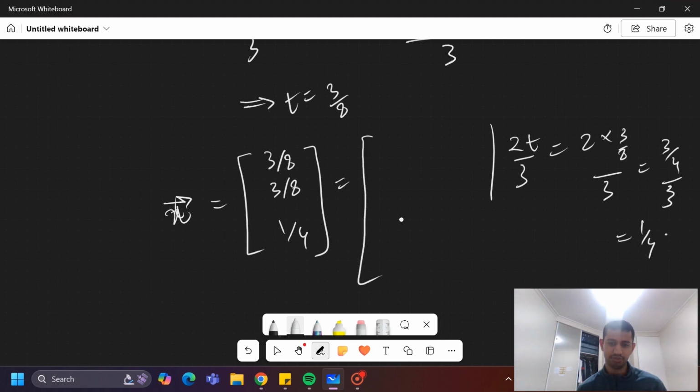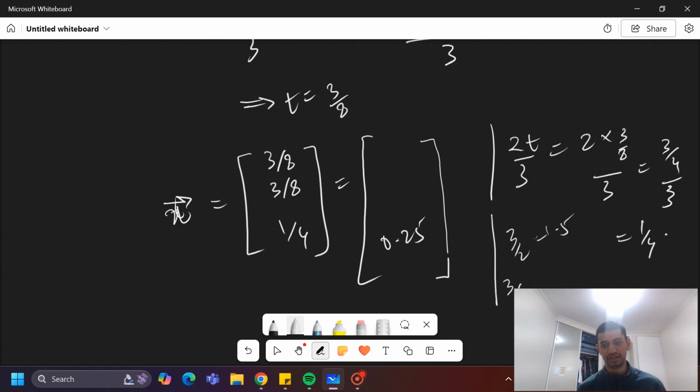Actually, these are very simple decimals, so we can do this. 1 by 4 is 0.25. 3 by 8 is, well, we can cut the half of 3, so that's 3 by 2 is 1.5. Then you can cut that in half again, that is 0.75. And then you can cut that in half again, and that should be 0.375. Okay, so the answer is 0.375, 0.375, 0.25. So that's the actual solution vector x.